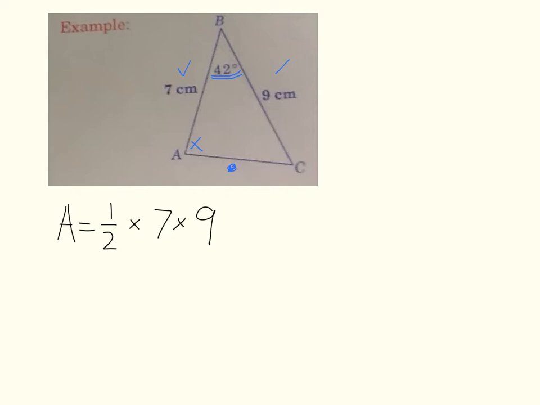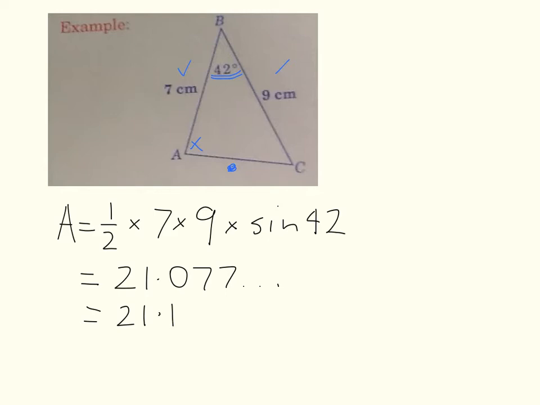In fact, based on this triangle, they're not B and C, they would actually be sides A and C. Again, it doesn't matter what we actually call them. The most important thing is that we know that it's two sides and the included angle multiplied by sine of 42. So I'll put that straight into our calculator. We get 21.077. I'm going to call that 21.1 centimetres squared to 1 decimal place.